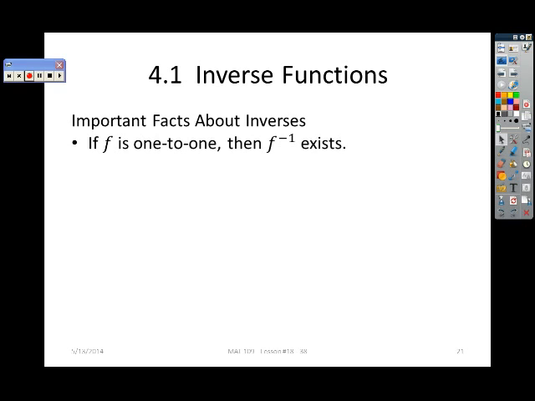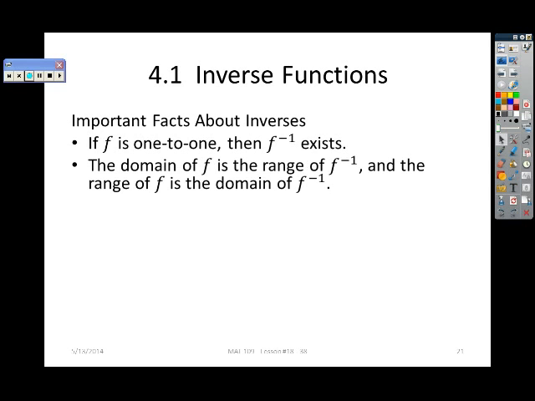In order to be an inverse, the function has to be one-to-one. Also, if it is one-to-one, then there is definitely an inverse. So if it's not one-to-one, there is not. If it is one-to-one, there is. The domain of the function is the range of the inverse. The range of the function is the domain of the inverse. Picture those arrow diagrams and just, domain, range, switch it as domain, range. That's the easiest way to keep it straight.